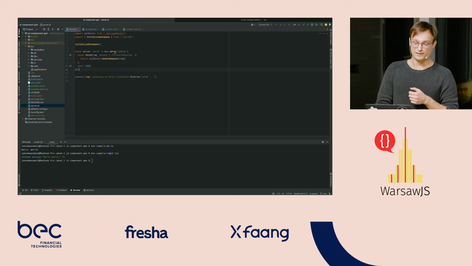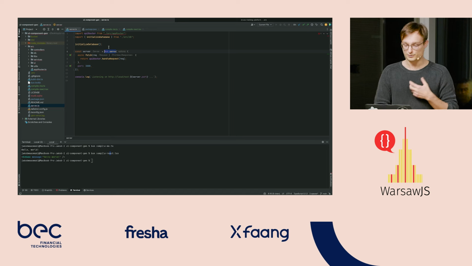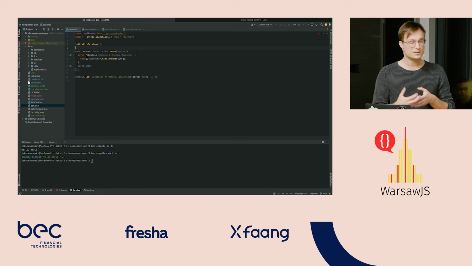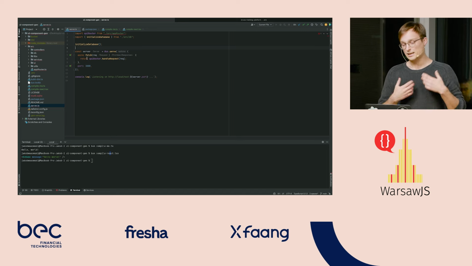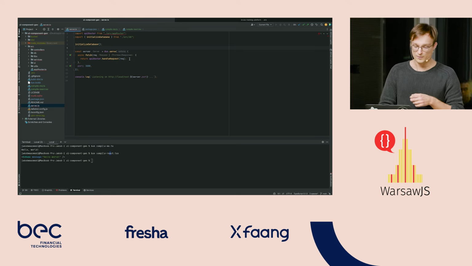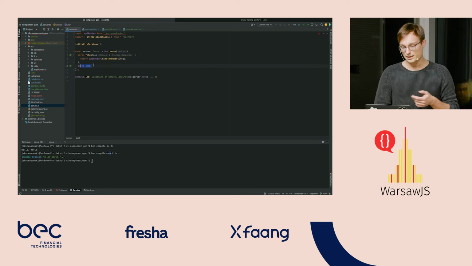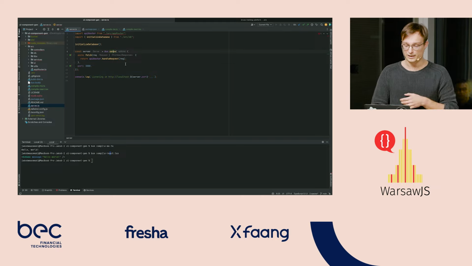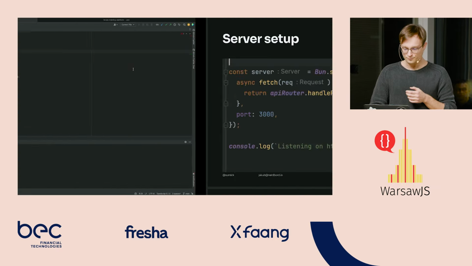To serve it, Bun gives me the possibility to run it by using Bun.serve, and it accepts a function called fetch, which accepts a request, and then we are ready to handle this request somehow. I'm not going into this API router which I created, because we will get to it further on. Yeah, we can set up a port and we are ready to host or serve some files. Okay, so the server is ready.